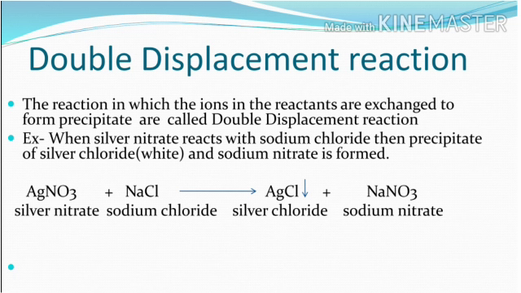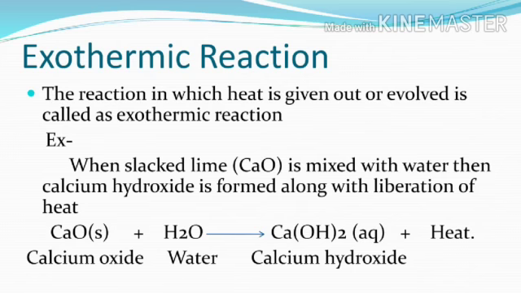Students, in the reaction AgNO3, silver is a positive radical, NO3 is a negative radical. In sodium chloride, Na is a positive radical and chlorine is a negative radical. In both of the reactants on the LHS, exchange of ion takes place to form the precipitate of silver chloride, which is white in color, and NaNO3 sodium nitrate is formed. So here we are seeing that the exchange of ion takes place, hence it is called as a double displacement reaction.